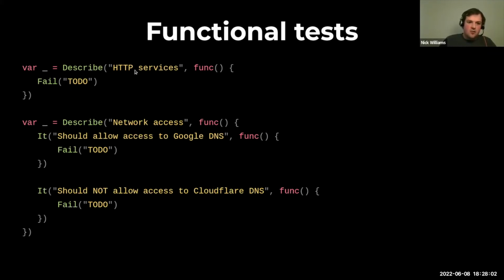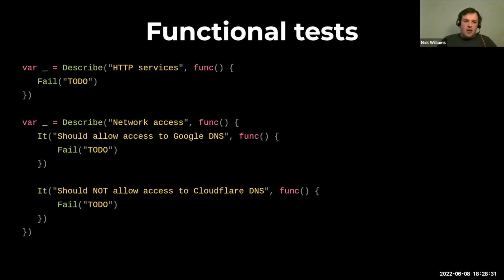So if we have a quick look at this, you can see hopefully it's reasonably explanatory. We can describe a particular function that we want our service or infrastructure that we're deploying to perform. So here I've got a block where I'm going to be able to set up some HTTP services tests, and some block where I'm describing how the network access should work. So we should allow access to Google DNS. We should not allow access to Cloudflare DNS, for an example, which is how we want this to ultimately set up.